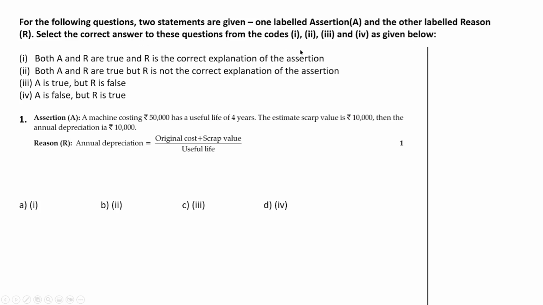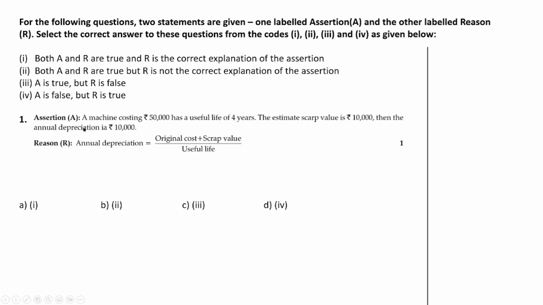Two statements are given, one labeled assertion A and the other labeled reason R. Select the correct answer to these questions from the codes 1, 2, 3 and 4 as given below. So we choose the first code when both A and R are true, and R is the correct explanation of the assertion. Then we choose the second code when both assertion and reason are true, but the reason is not the correct explanation of the assertion. The third code when assertion is true, reason is false, and the fourth code when assertion is false and reason is true. So we will start with the questions.